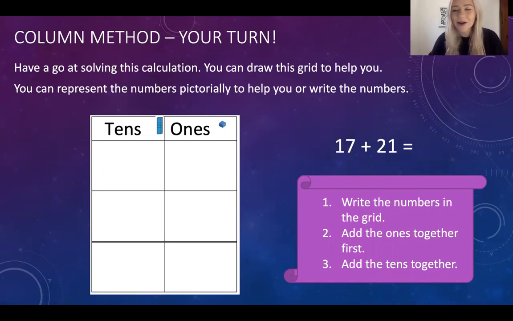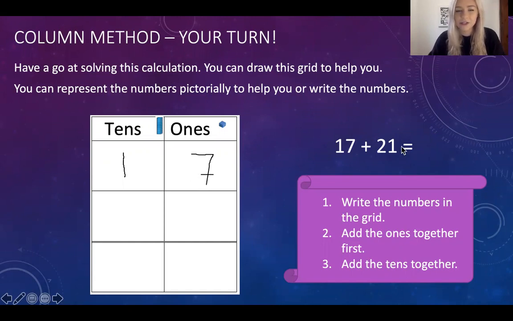Okay, so hopefully you've managed to do that. I'm going to quickly have a go and show you what you should have done. So I've got my first number here. I'm going to partition it into 10s and 1s. I can see that I've got 1 10 here. I'm going to write the numbers this time. And I've got 7 1s. So I can write it like this.